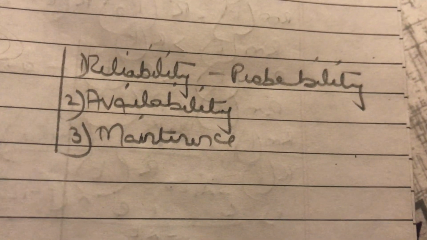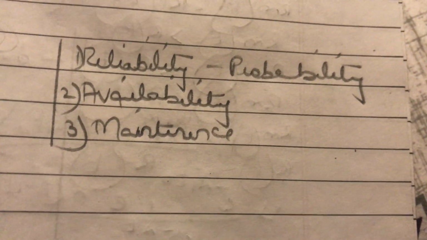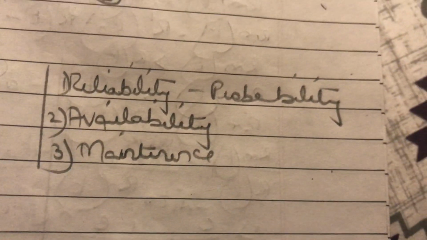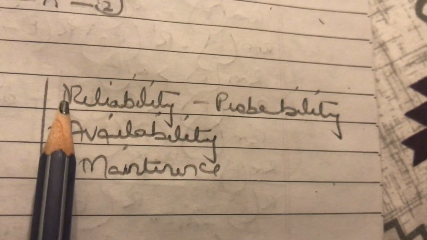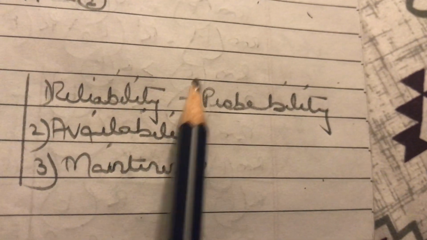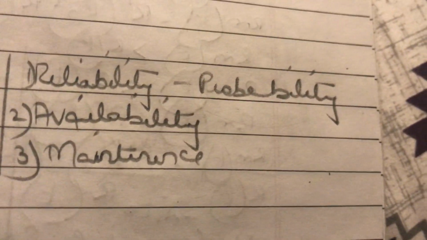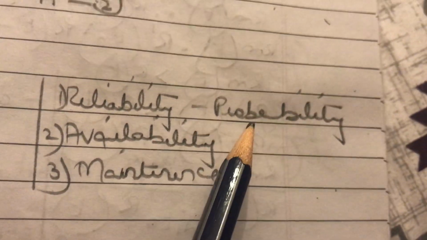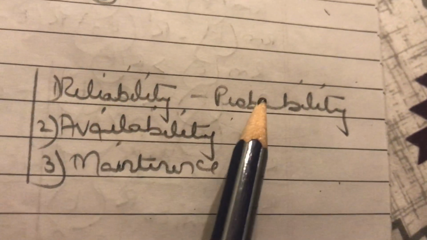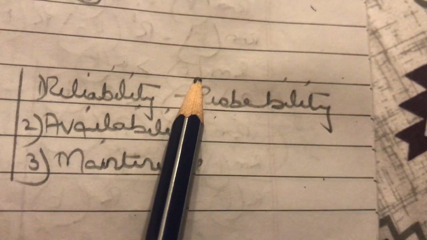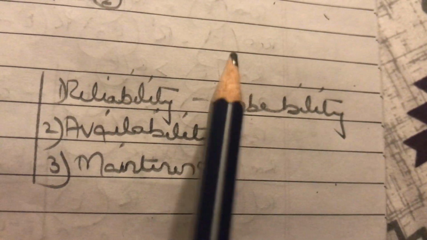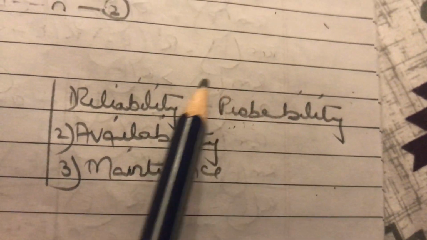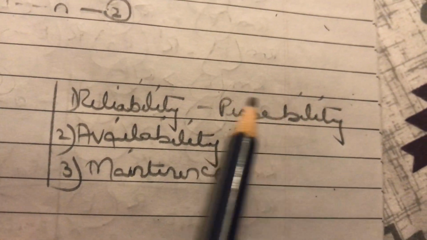When we have a component, we deal with three things for that component. First, we see the reliability of that component, and in reliability we go through the probability of that component. Reliability is basically the probability of any item under a certain specific time, under some conditions, operations and missions given.